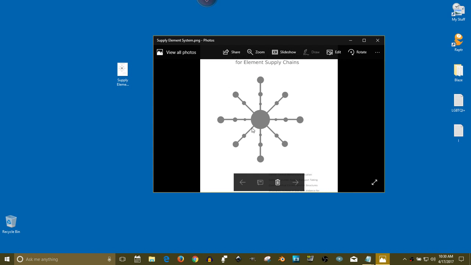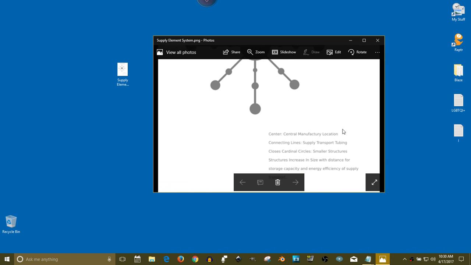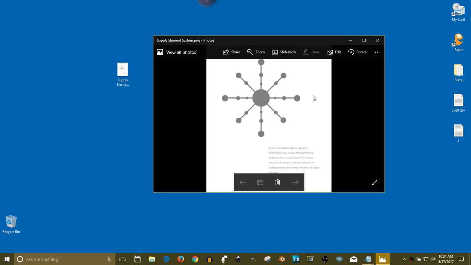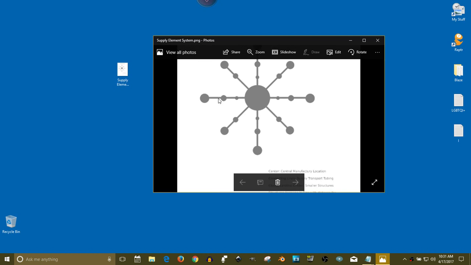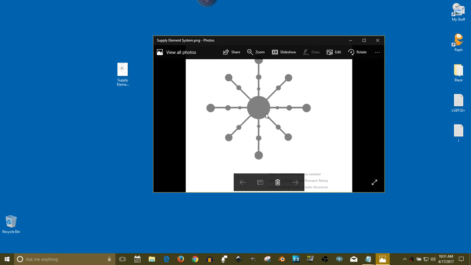This largest circle in the center is, as noted here at the bottom, the central manufacturing location. From the central manufacturing location, there are several distant structures, smaller to larger, further away. These lines are indicative of tubing that transports supplies to the further away areas. The largest areas are further away, of course, because they need extra space for supplies, so they go out that far less often, sort of saving energy.